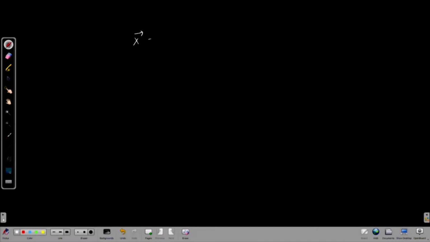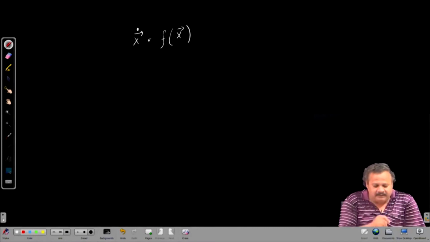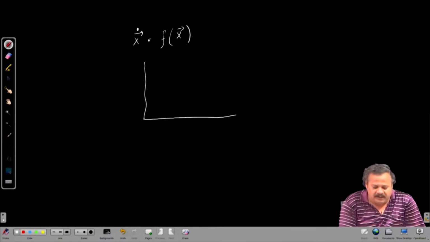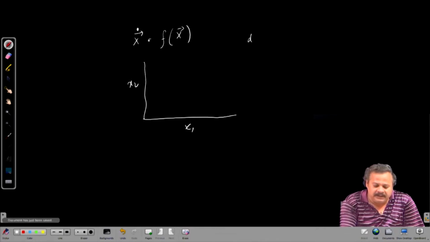a two-dimensional system of differential equations where x dot is some function of the vector x, we have the phase plane with one state variable x1 and the other state variable x2. We have equilibrium points where dx1/dt equals 0 and dx2/dt also equals 0.